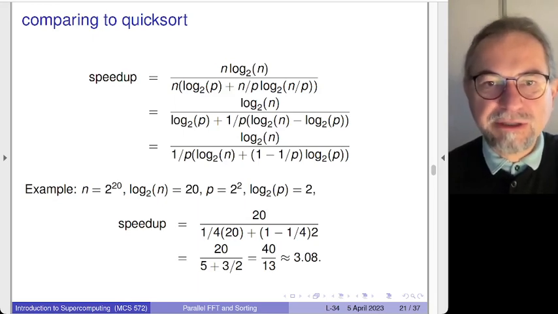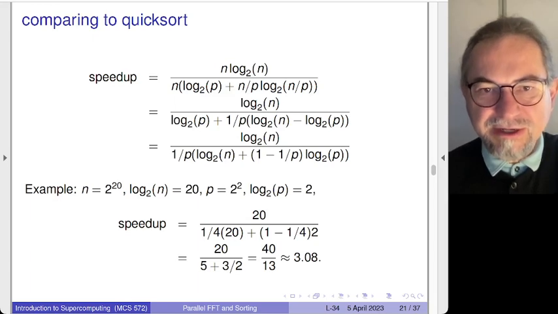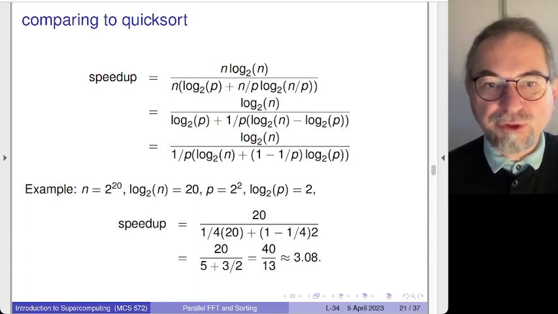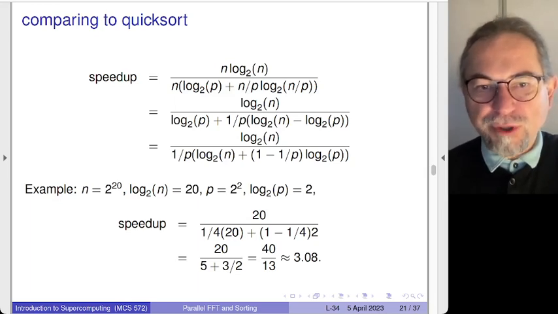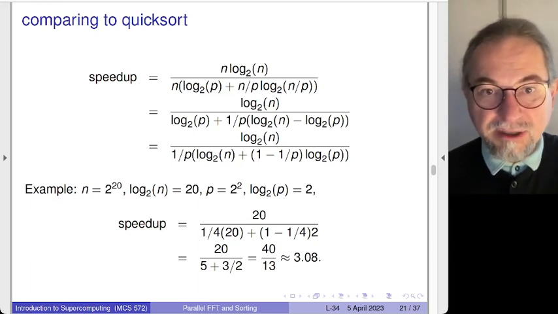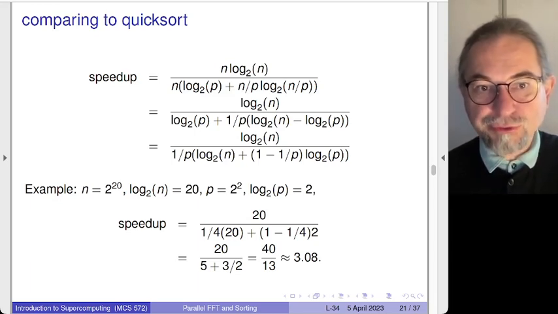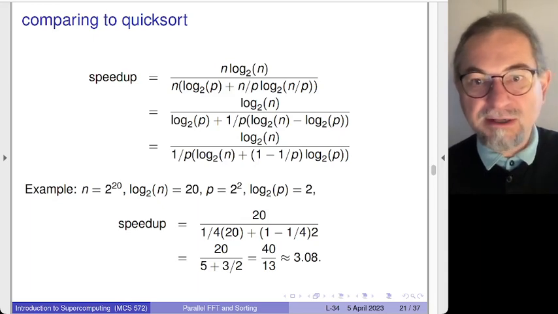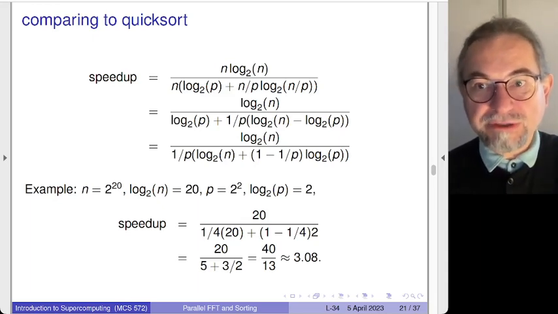So let's compute what it actually is. So here are some simplifications. And you can see that if you have 1,000,000 numbers to sort, to the power 20, with 4 processors, then you get a speedup of about a factor 3. Which is not too bad, but you can see the ratios between the size of the data and the number of processors.